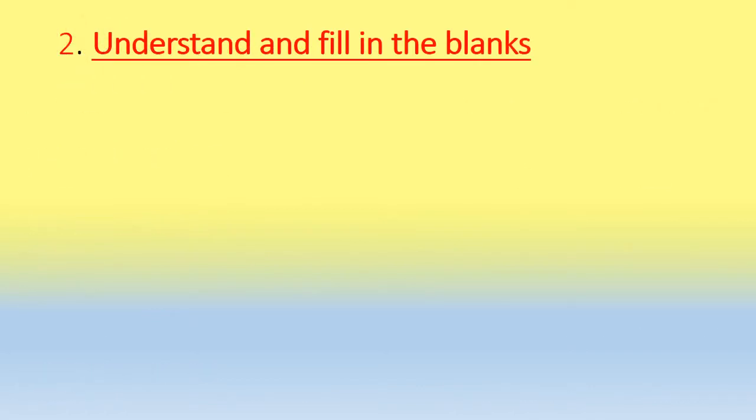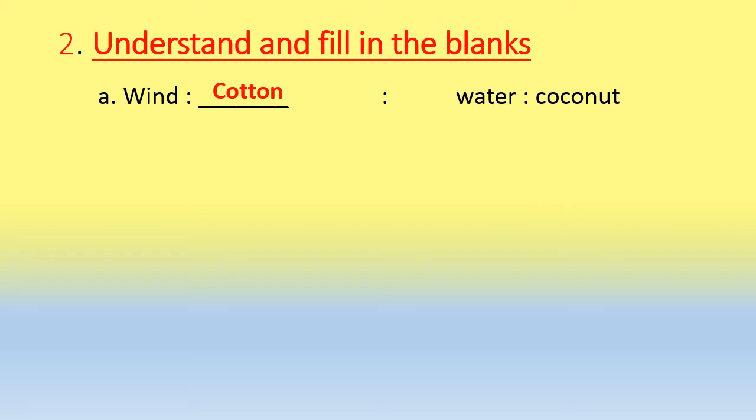Next exercise is understand and fill in the blanks. So part A, as we can see on the right side students, water is to coconut. That means that coconut is the plant which grows near water, and we can see that its fruit or seed are dispersed by water. So same here on the left side we have to give an example of that plant whose seeds are dispersed by wind. So cotton is such an example.